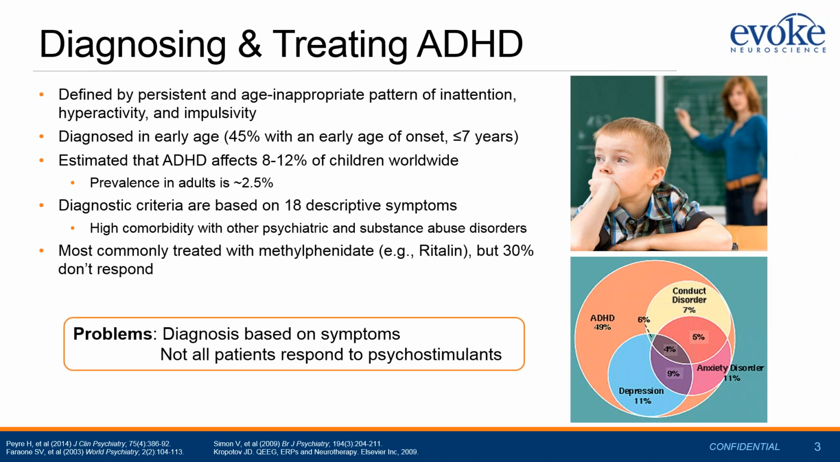So, a couple of problems with the current situation. First, our diagnosis is based on patient symptoms. It's based on these 18 descriptive symptoms, and it can be difficult to tease out ADHD from other psychiatric disorders. Second, not all patients respond to psychostimulants. So if you have a patient that's not responding to methylphenidate, how do you treat that patient?